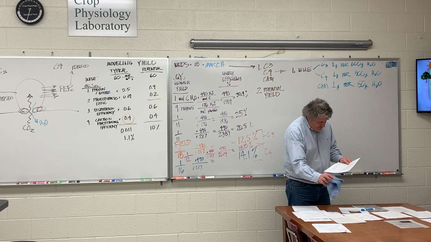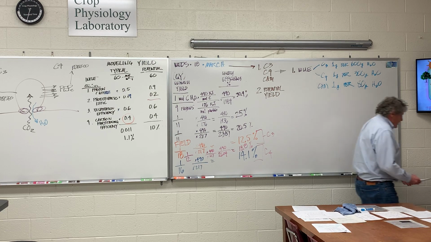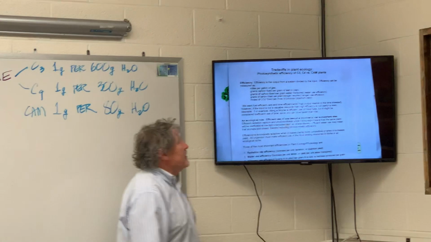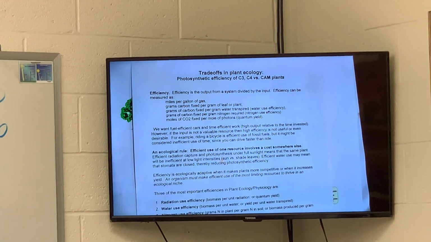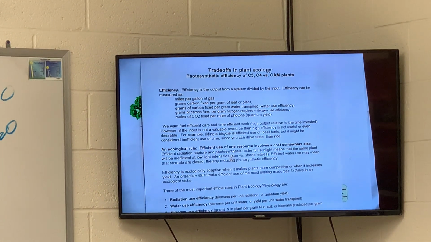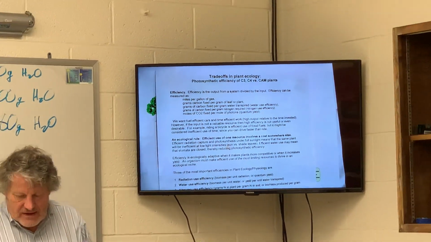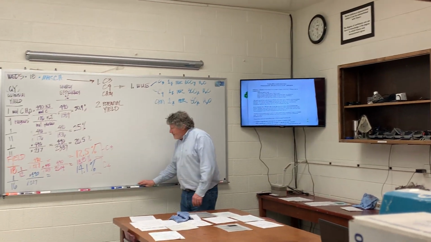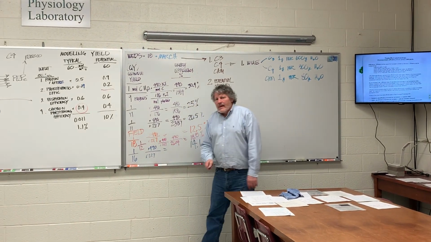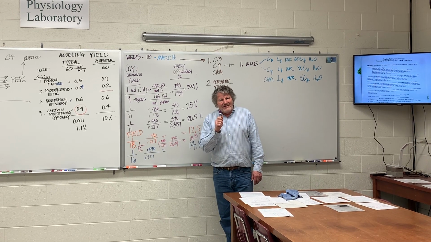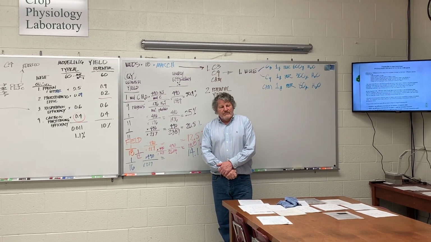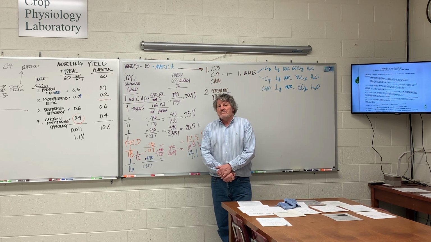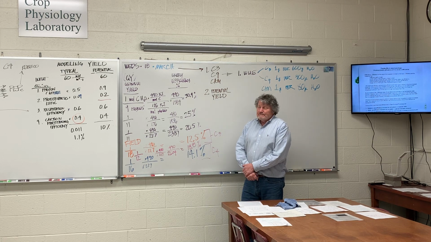This is a handout that I'm going to give to you, send it electronically, and I call it Trade-offs in Plant Ecology, C3, C4, CAM, and I talk about efficiency. So water use efficiency is huge. Now I ought to put this in a different color. There is another limiting factor in all ecology and all plant production: nitrogen. How do these 3 plants use nitrogen?